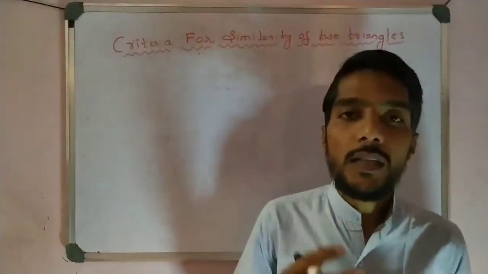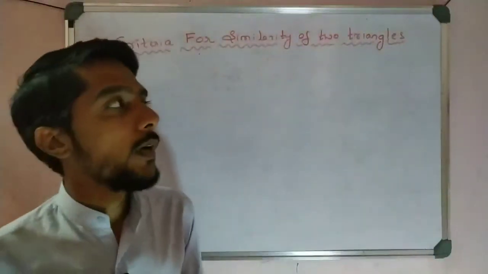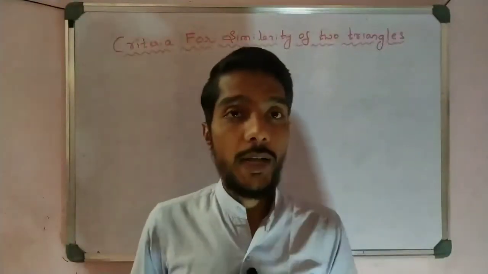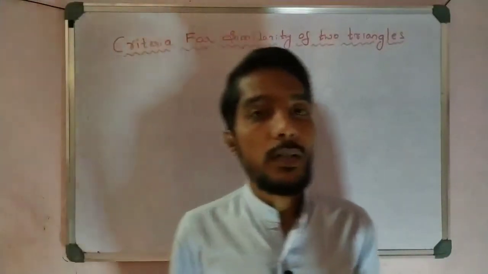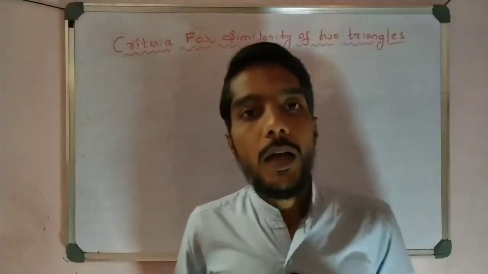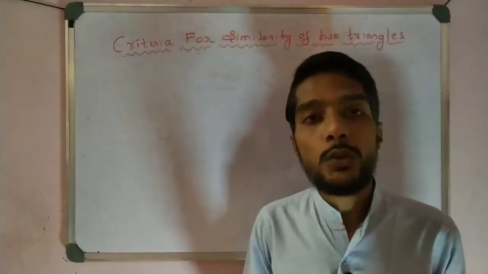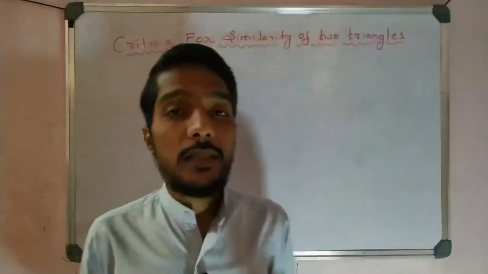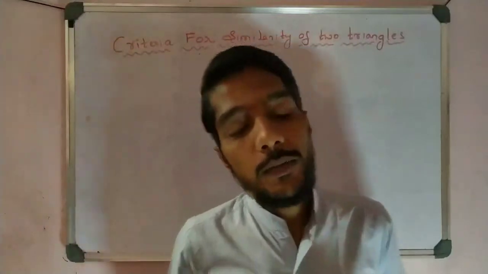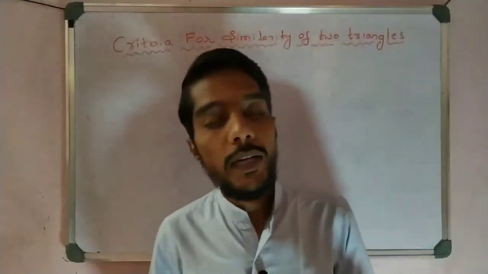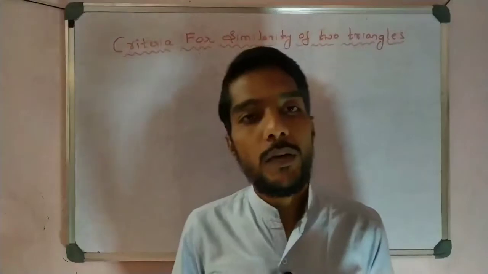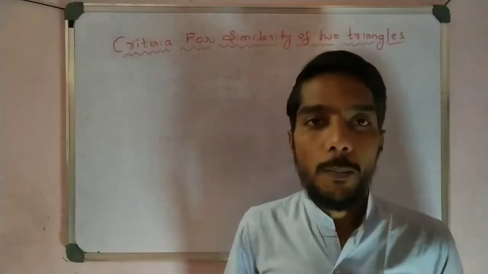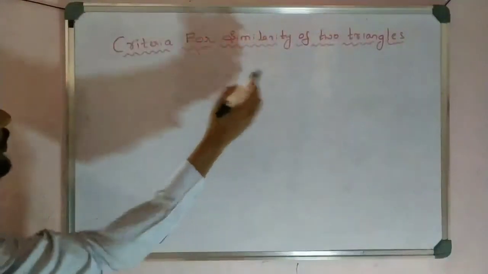Now let us start another very important concept of the triangle chapter, that is, criteria for similarity of two triangles. Criteria are nothing but four theorems, which are used to say that the given triangles are similar. So four theorems are there. In this video I only take the statements, there is no proof of those theorems, and with the help of those statements we solve different types of problems. So let us see the first criterion.